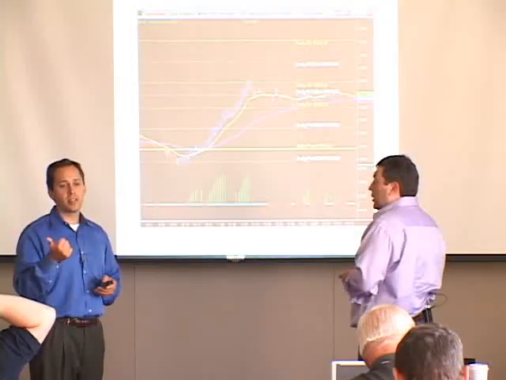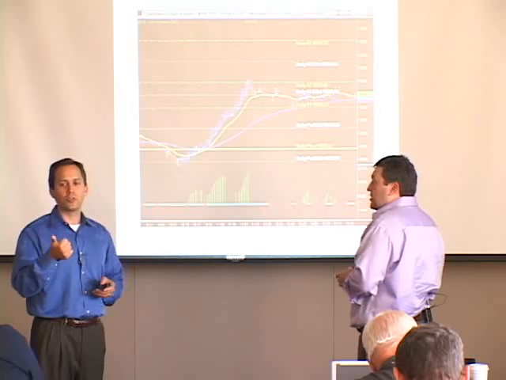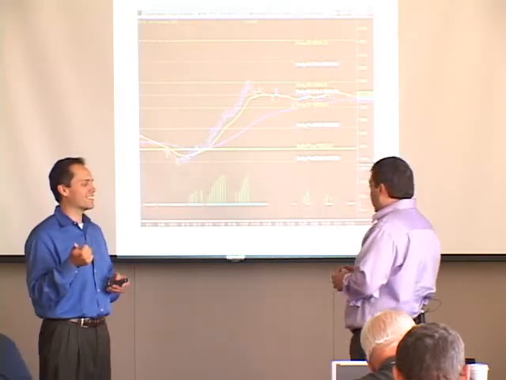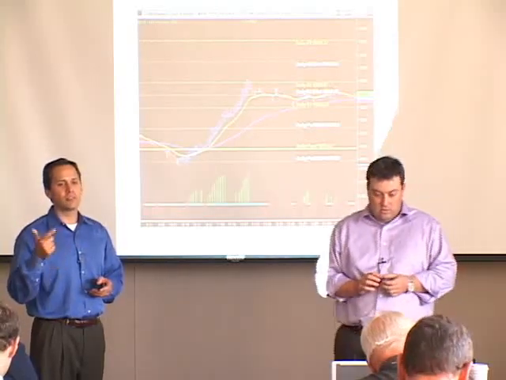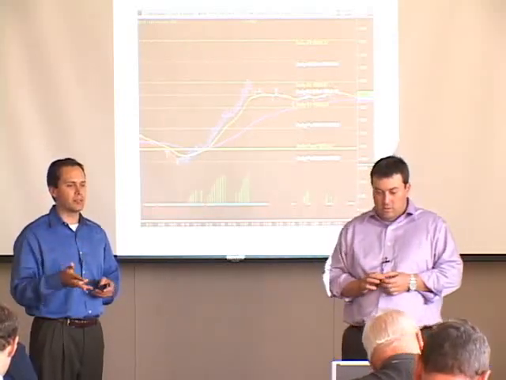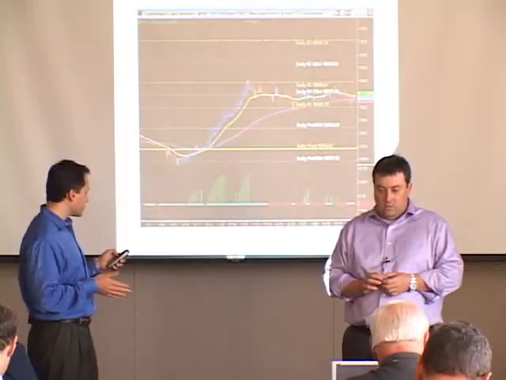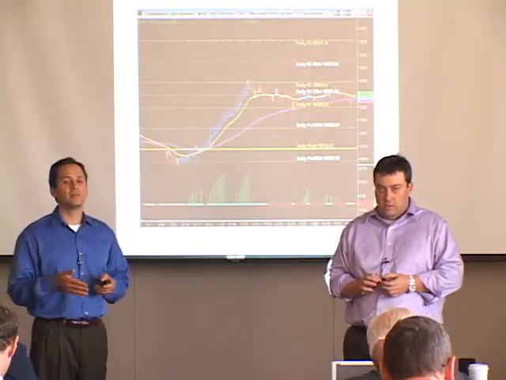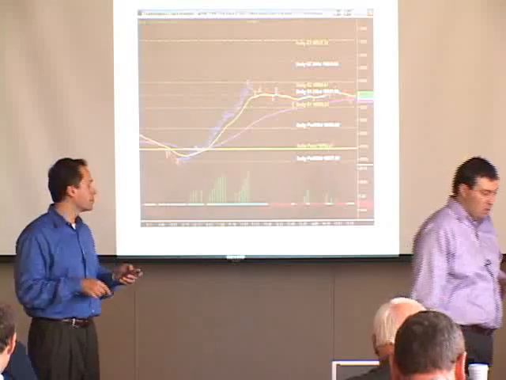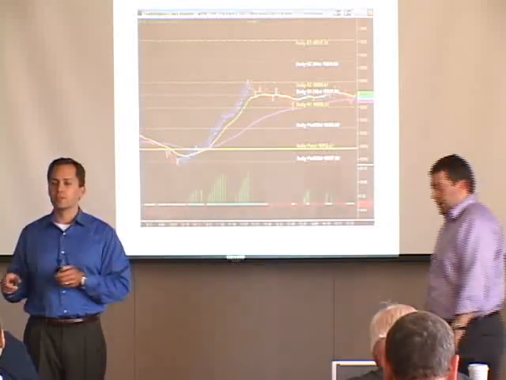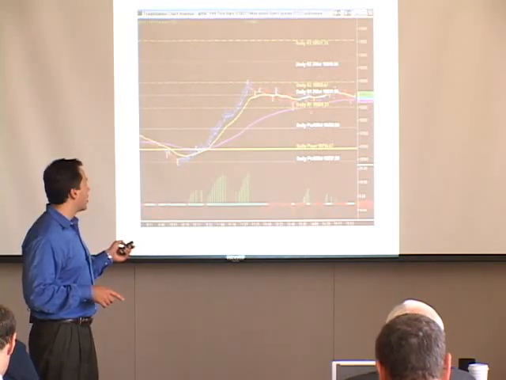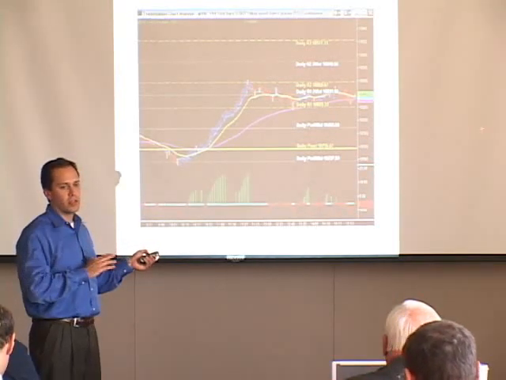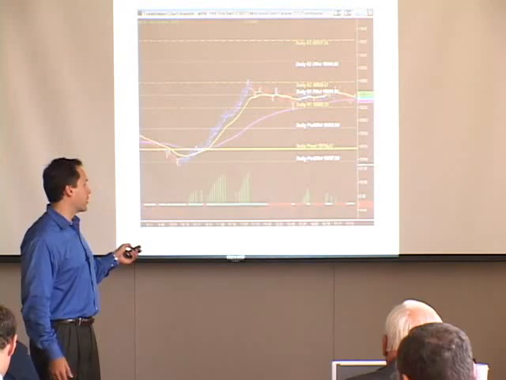I use the 8, that's eight. The 8 period exponential moving average, the 21 period, and the 89 period. They're all exponential, with no smoothing. It's just your basic exponential moving average.